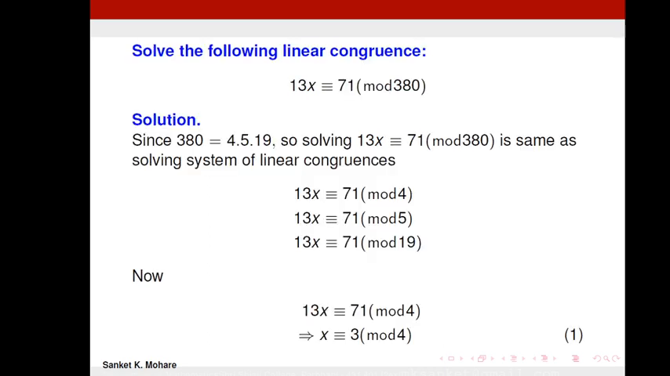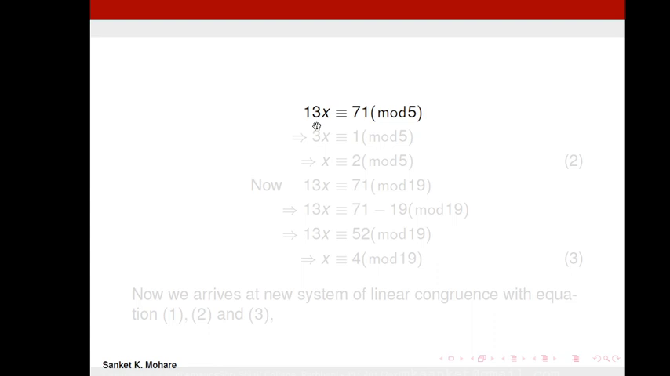Now the next congruence is 13x congruent to 71 modulo 5. So here 13 is congruent to 3 modulo 5 and 71 is congruent to 1 modulo 5. So this implies 3x is congruent to 1 modulo 5.